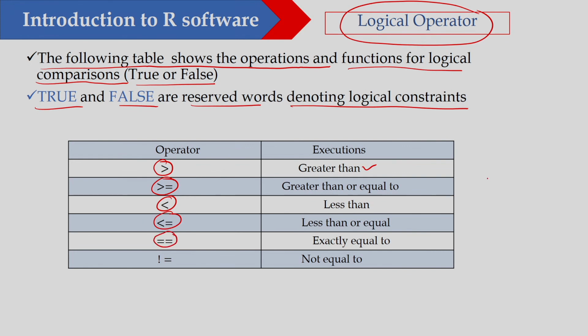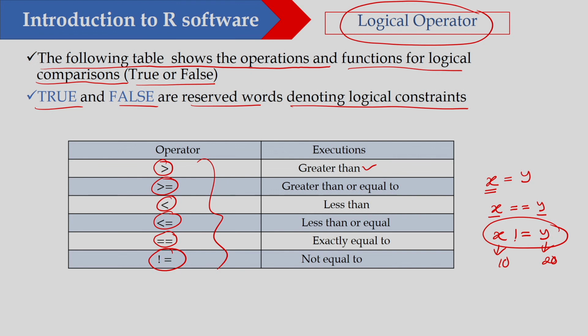Then if it is equal, suppose I say x = y. What does it mean? That the value of y will be assigned to x. But if I say x == y, this is a logical statement, that means is variable x equal to y. If it is equal, then it will return TRUE, and if it is not equal, it will return FALSE. And not equal, that means if I write x != y, suppose x value is 10 and y value is 20, this is not equal, so this operator will give you TRUE. And if it is equal, then it will give you FALSE. So, I can use these operators in my coding, if there is any logical operation: greater than, greater than or equal, less than or equal, equal, not equal to, I can use these symbols.